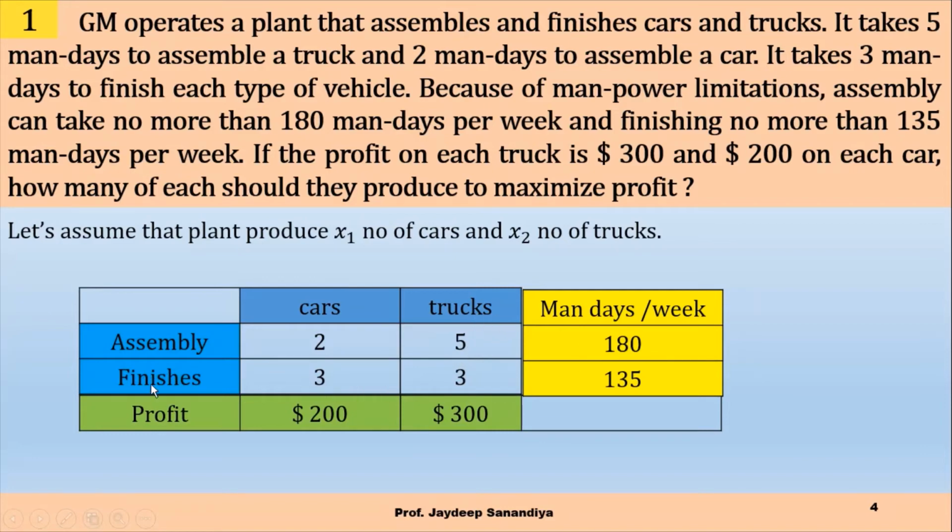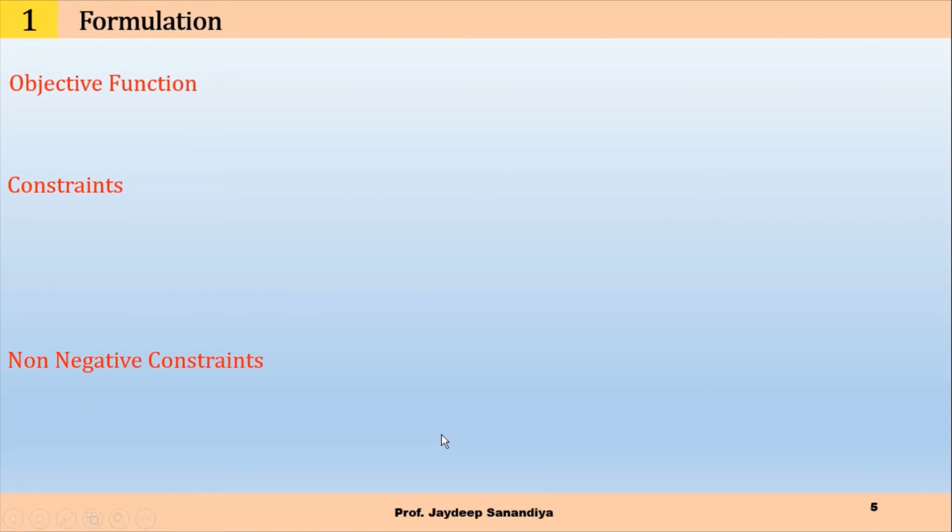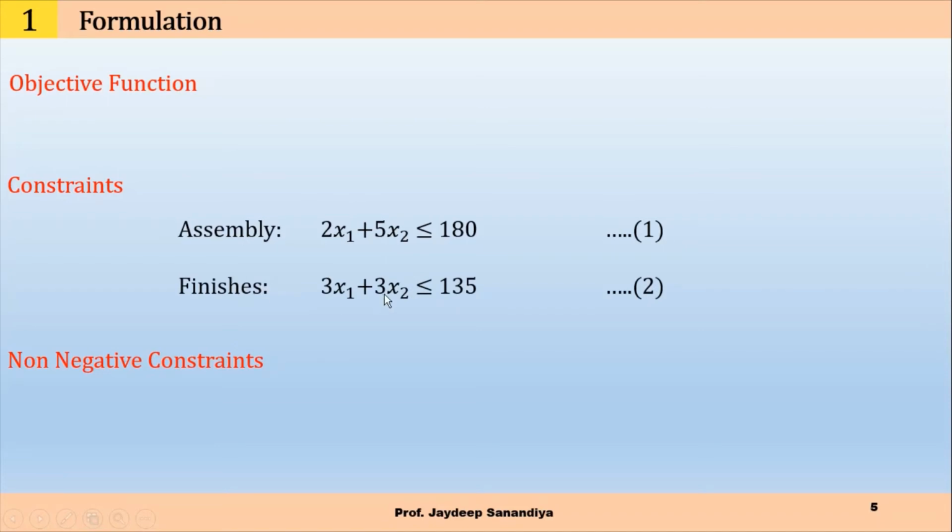Similar way for finishing operation, our second constraint is 3x1 plus 3x2 less than or equal to 135. So these two will be our constraints, and our objective function will be like 200x1 plus 300x2. So always try to write the objective in this form. First constraint is for the assembly, second constraint is for finishing operation.